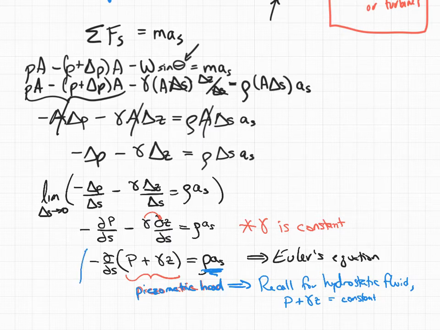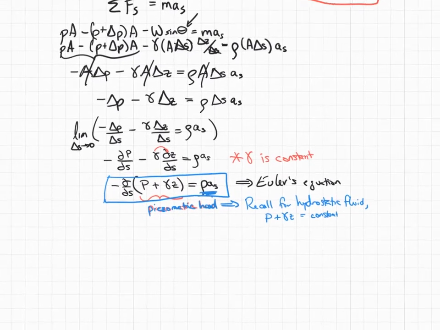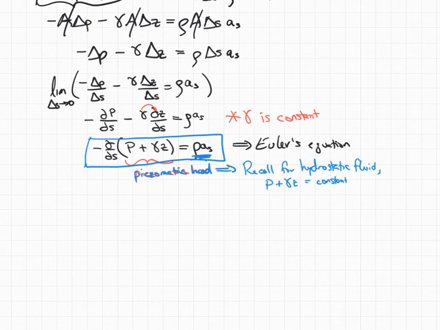So this is the Euler's equation. Make note of it. It's an intermediate step. We probably won't use it very often. This term piezometric head is one that will show up from time to time, so make sure to make note of it because it's going to show up.